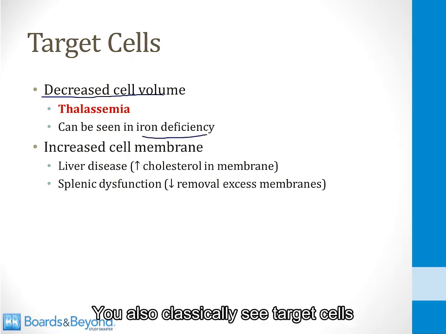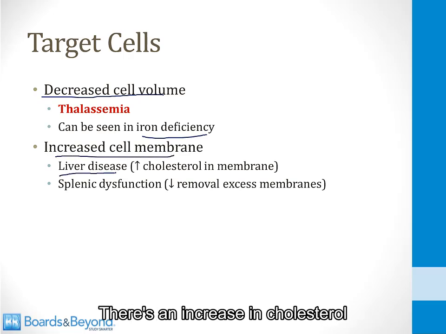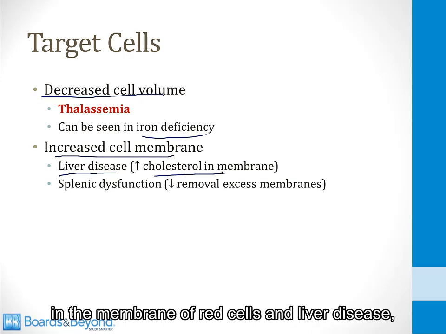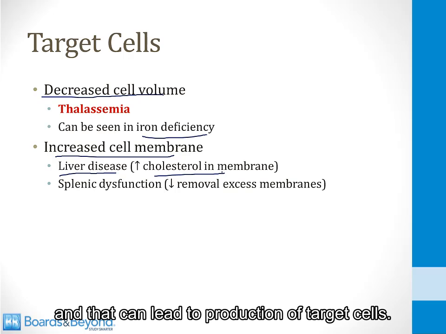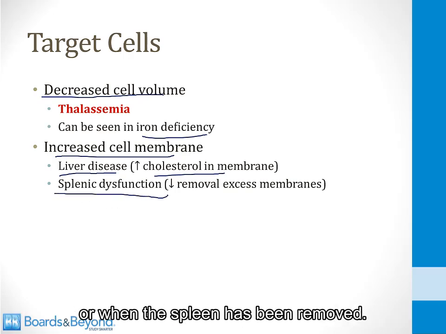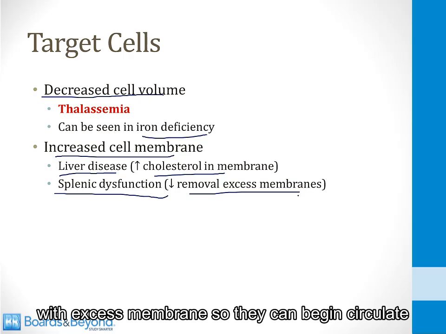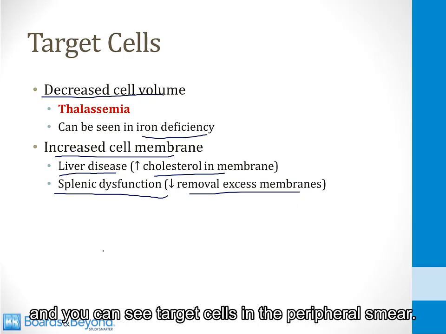You also classically see target cells when there's increased cell membranes. This occurs in liver disease. There's an increase in cholesterol in the membrane of red cells in liver disease, and that can lead to production of target cells. It's also a classic finding when there's splenic dysfunction or when the spleen has been removed. In this case, the spleen is not removing cells with excess membrane, so they can begin to circulate, and you can see target cells in the peripheral smear.